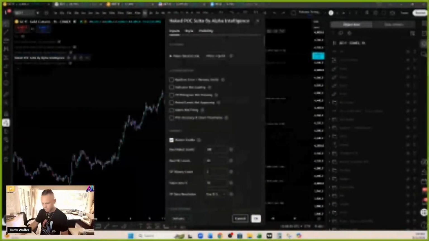So what's the difference between the naked POC and the naked VWAP? VWAP is an average price of all of the volume that came in during a particular session. The point of control is the exact price point that the highest amount of shares traded at during that session. So think of it like little volume bars, right? I'm actually going to show you what it looks like. If you give me 1 second, I'm going to show you what this looks like on the chart.